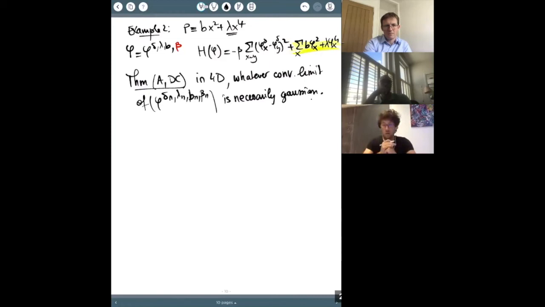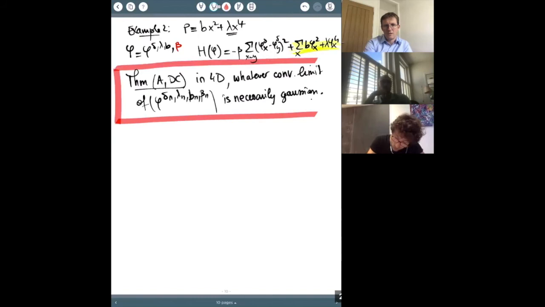And this has a very important consequence from the point of view of constructive quantum field theory, which is that it's a no-go theorem. So constructive field theory kind of emerged at the beginning. Now it's a field of interest on its own, but at the beginning it emerged as a tool to try to construct quantum field theories rigorously.